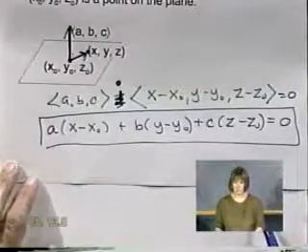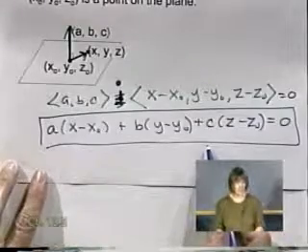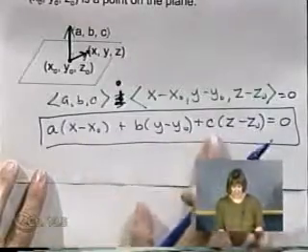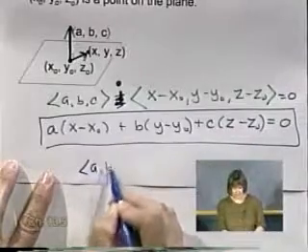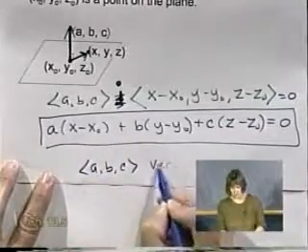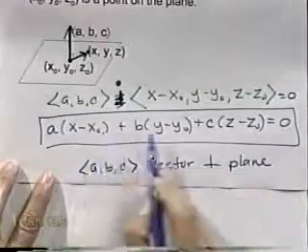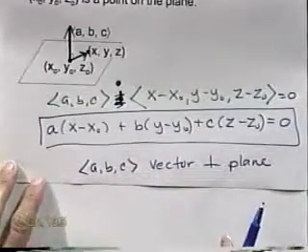Isn't that beautiful? That's the equation of the plane. That's all you need. The A, the B, and the C, the vector A, B, C is perpendicular to the plane. The x naught, y naught, z naught is a point that's on the plane.